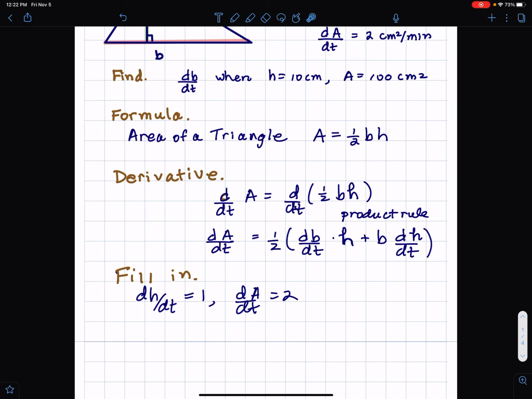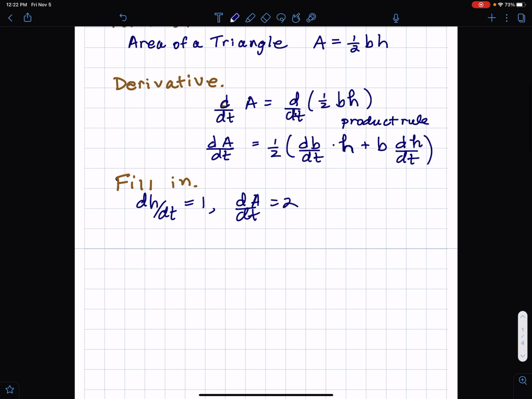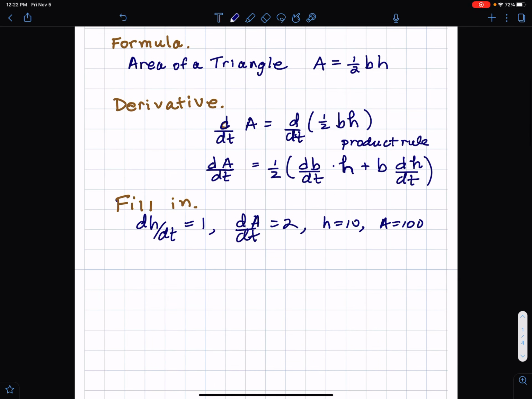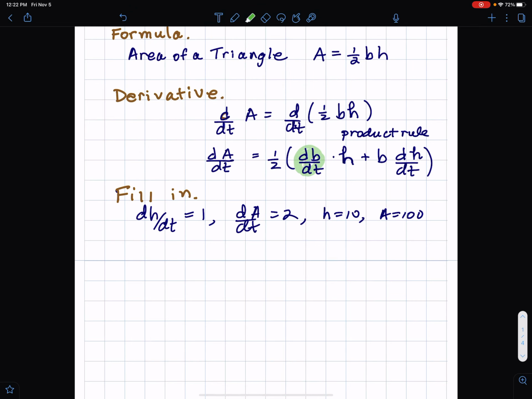Okay, so dH dt I put in 1, dA dt I'm going to put in 2, and also I'm going to put h is 10 and a is 100. Oh, I don't need to put a as 100. Oh, but I do. What am I trying to find? I'm trying to find dB dt. And in order to do that, I need to get b. Let's put all those in there and keep in mind what we're trying to find, which is dB dt. We're trying to find this guy here.